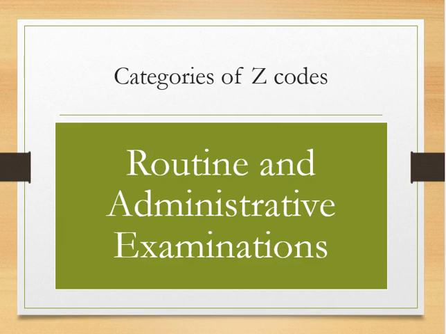Then we have Z codes for routine and administrative examinations. These codes allow for the description of encounters for routine examinations, such as a general checkup or an examination for administrative purposes like a pre-employment physical. These codes are not to be used if the examination is for diagnoses of a suspected condition or for treatment purposes.